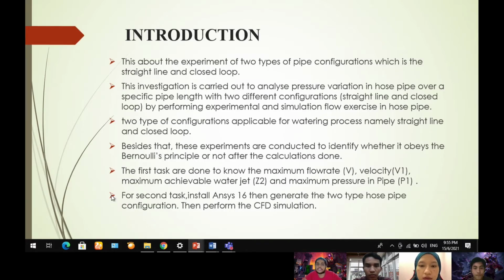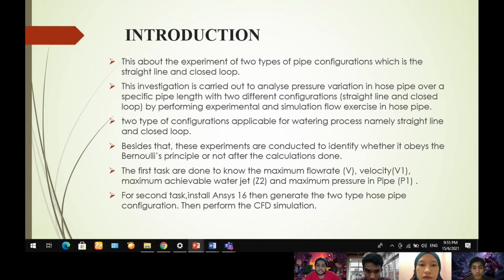For the introduction, fertigation is one way of growing vegetables with the advantage of minimizing the amount of watering. There are some examples of configuration which will give variation in terms of flow rate as well as the volume of water received by each plant. This presents the experiment of two types of pipe configuration, which are the straight line and closed loop. This investigation is carried out to analyze pressure variation in hose pipe over a specific pipe length with two different configurations by performing experiment and simulation through exercise in hose pipe.